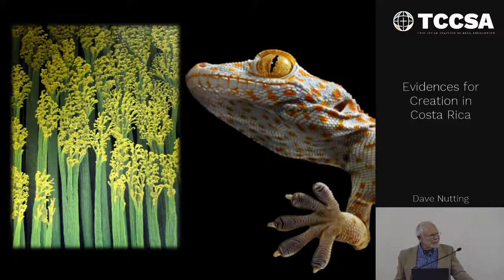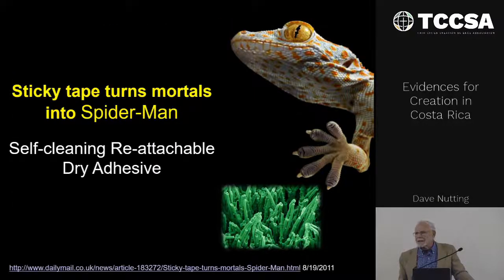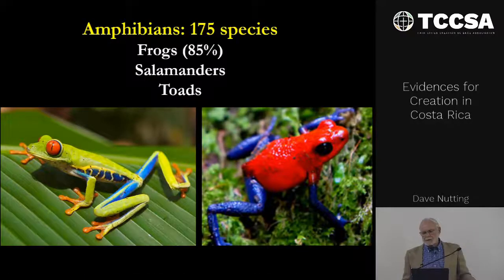Now, can we even come close to making something like that? And the answer is yes. After millions and millions of dollars' worth of research, they're now making a new adhesive that they're hoping to make into Spider-Man gloves. That's what they're hoping to do. You'd love a pair of those, wouldn't you? They're self-cleaning, retractable, dry adhesive, and like the gecko lizard, have close to 300 million fibers per square inch. And that's about that big right there. That's pretty unique. And so we're, again, copying God's design.